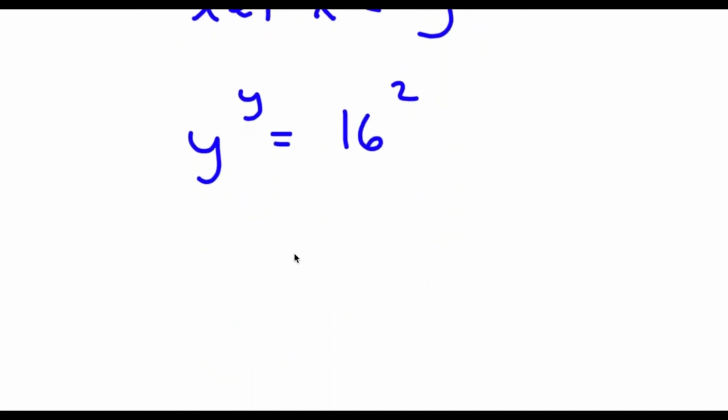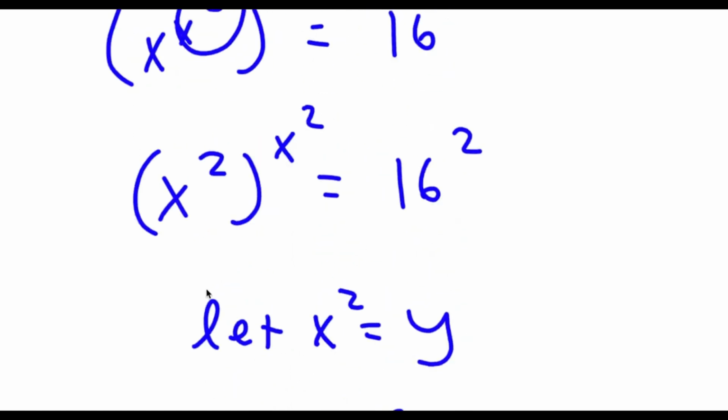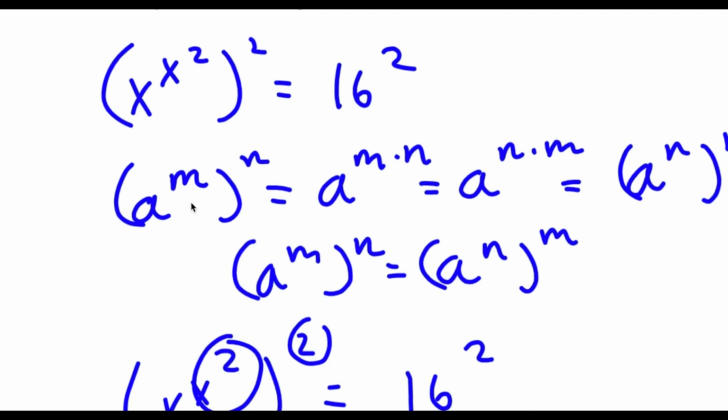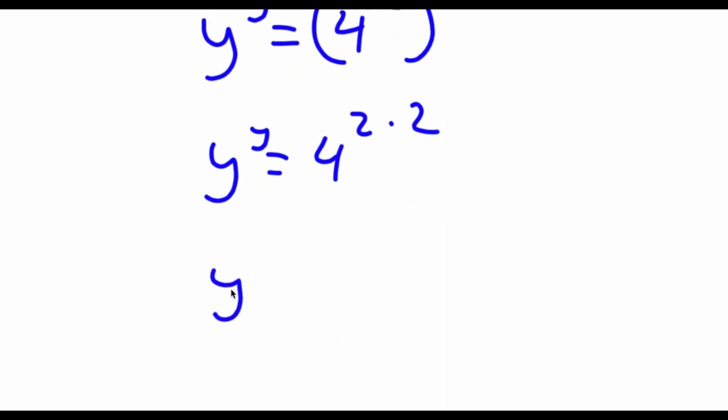Now 16 is the same thing as 4 to the power of 2. So now I have y to the power of y is equal to 4 to the power of 2, to the power of 2. Now if we go back, remember how if we have something in the form a to the power of m to the power of n, this is equal to a to the power of m times n. So 4 to the power of 2 to the power of 2 is going to equal 4 to the power of 2 times 2, and 2 times 2 is equal to 4. So I have y to the power of y is equal to 4 to the power of 4.